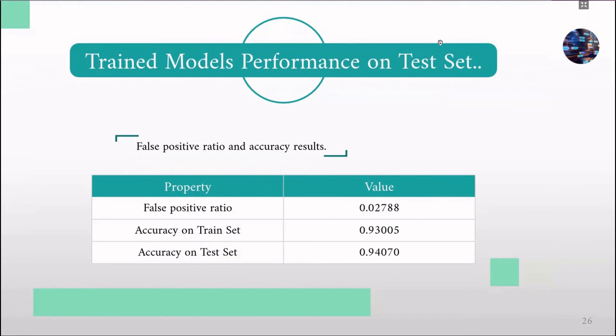Now we will see the trained model's performance on test set. False positive ratio and accuracy on both train and test sets are shown here. We can evidently see that the false positive ratio is very low and the accuracies look quite good. Based on these results, we fit our learned model into Network Simulator 2 and compare our model to the previous solutions.